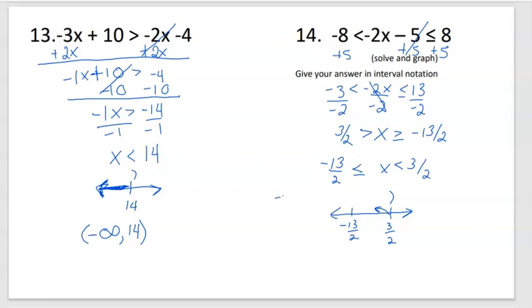With the negative 13 over 2, I need the variable on the left side to be able to know which way to shade. So I have to rewrite it so the x is on the left, and I have to flip this inequality symbol when I do that. Notice it will then shade this way. So these two will shade in the middle. And this has the equal to, so it gets the bracket. So we get a bracket, negative 13 over 2, comma, 3 over 2 with a parenthesis.